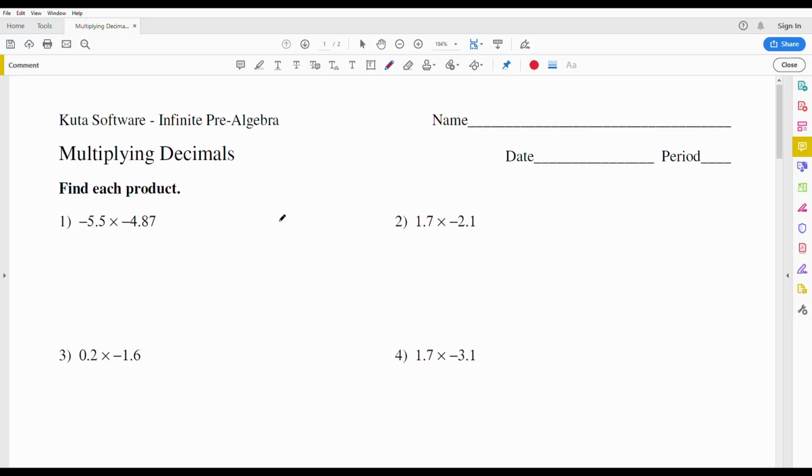In this video, we're going to complete the Kuta Software Infinite Pre-Algebra free worksheet, multiplying decimals. Our instructions for this worksheet are to find each product. And remember, from multiplying integers, a negative times a negative is a positive, a positive times a positive equals a positive, a negative times a positive is a negative, and a positive times a negative is a negative. Let's jump into number 1.